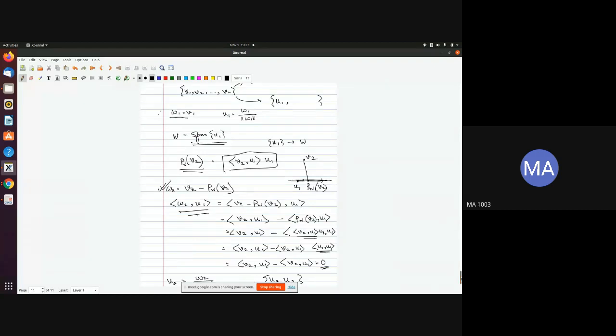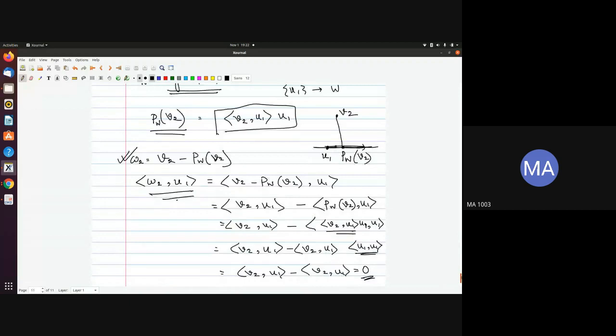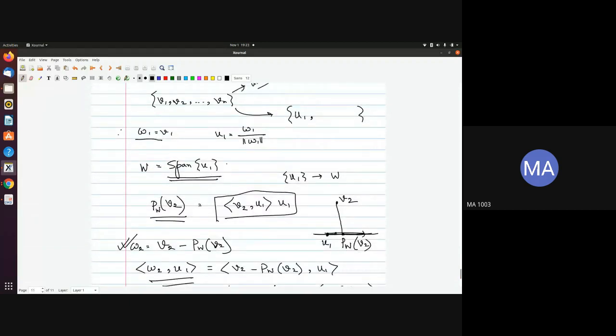So this is what we are doing here. We start with V1, V2, up to Vn. First call V1 as W1. I divide it by its norm and get U1. Now I consider the subspace spanned by that. When I consider the subspace span of U1, we know that V2 is not inside it, because the vectors were linearly independent, so it cannot be inside the span of U1.